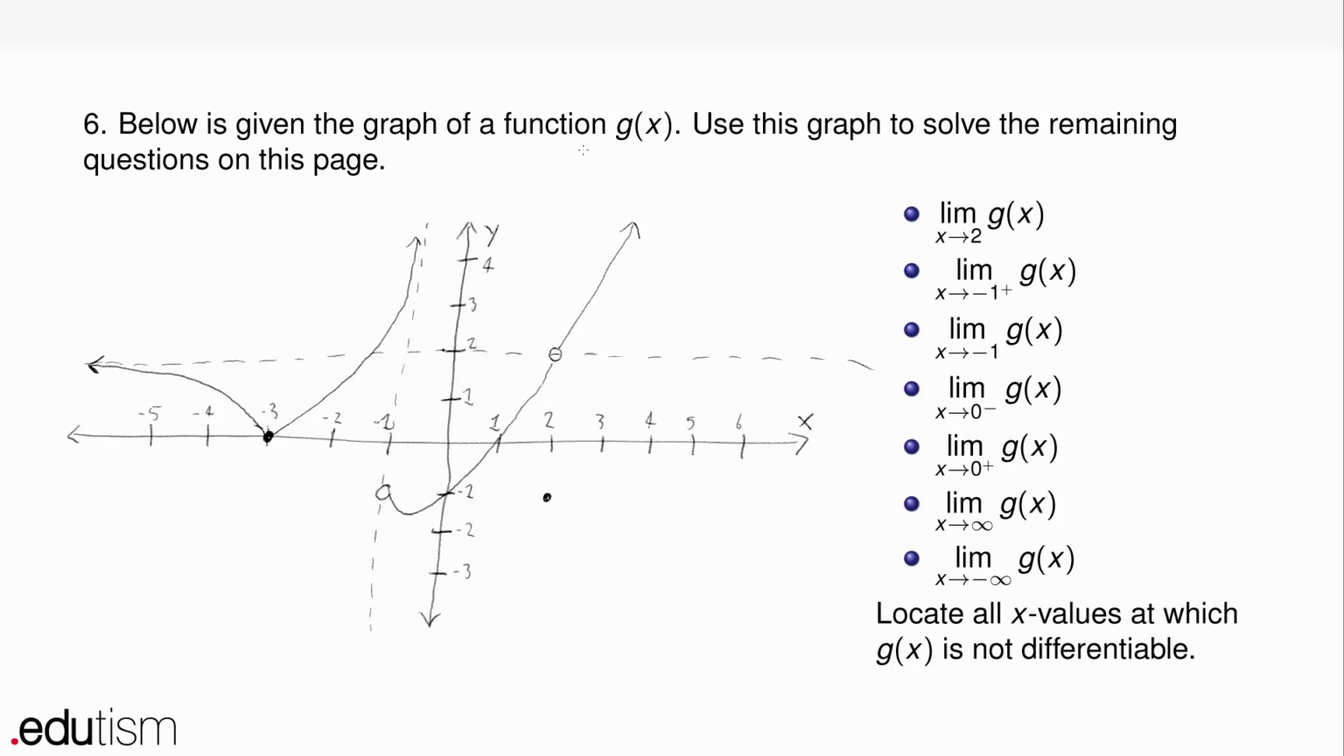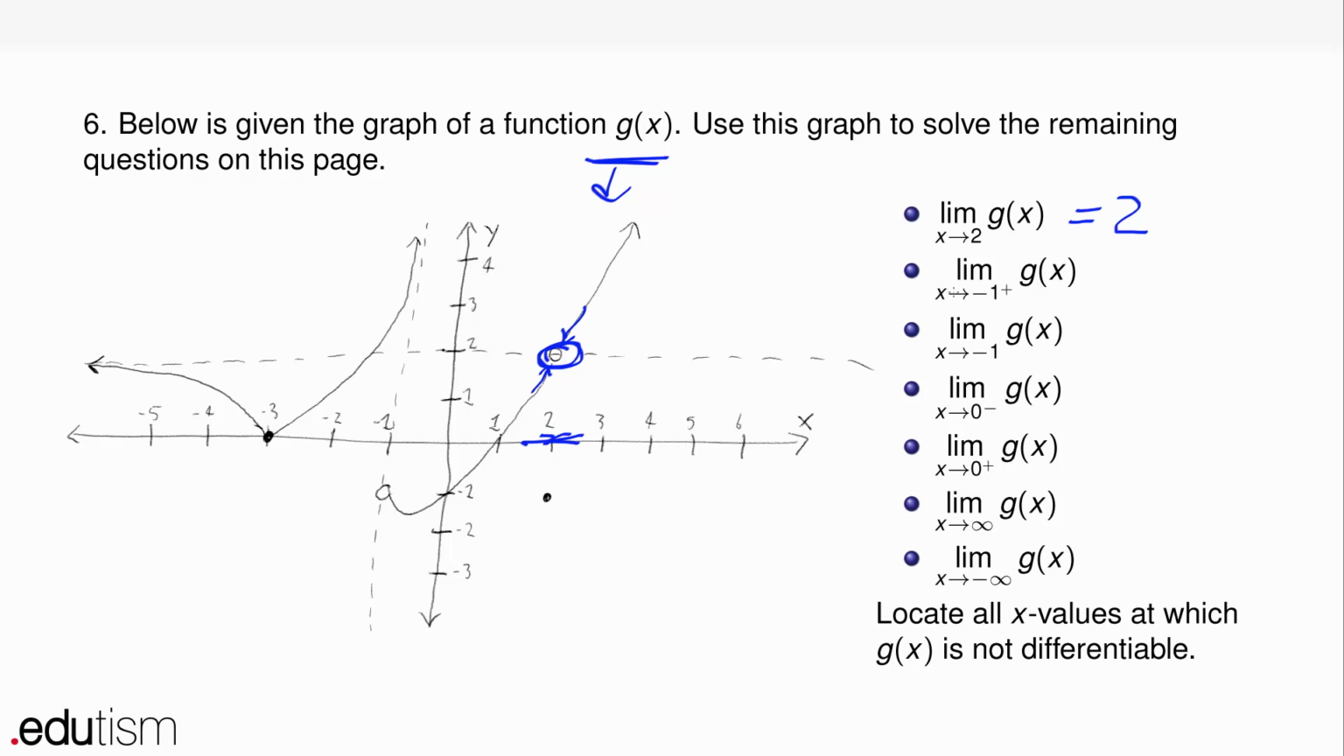In question 6 here, we have the graph of a function g of x given down here. We're going to use this graph to solve a number of questions, to find a number of properties of this graph. The first one they want us to find is the limit as x goes to 2 of g of x. Well, this is a two-sided limit, so here we're approaching x equals 2 from both sides, which means we're going this direction along the graph and this direction along the graph. Either way, we approach this point, which is at y-coordinate 2, so this limit is 2.